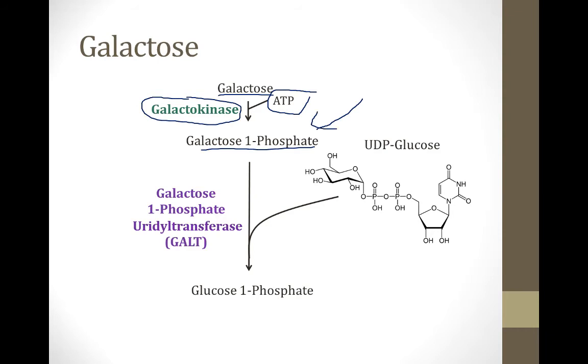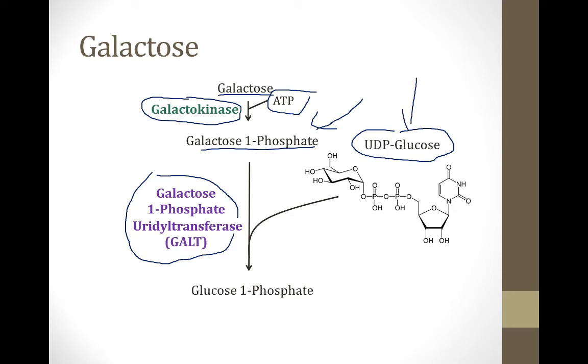The next step involves the enzyme galactose 1-phosphate uridyl transferase, or GALT. This uses a molecule of UDP glucose, which you may recall is an intermediate in glycogen synthesis and breakdown. The molecule of UDP glucose is used to create a molecule of glucose 1-phosphate.